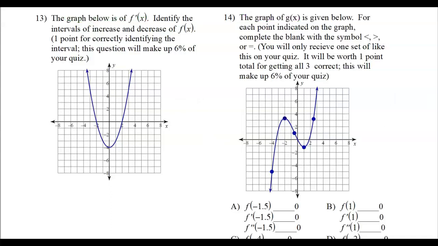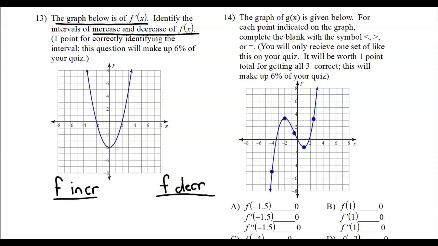So the graph below is of the derivative f prime. Identify the intervals of increase and the intervals of decrease of f. So I'm giving you a graph of f prime, but my question is about f. All right? So once again, this is going to be worth 1 point for correctly identifying the intervals, and it'll only make up 6% of your quiz once again. You don't have to provide an explanation. You can just give me the intervals. I'm going to write my explanation out, but you don't have to. You just need the intervals. So I want to know, where is f increasing, and I want to know, where is f decreasing.